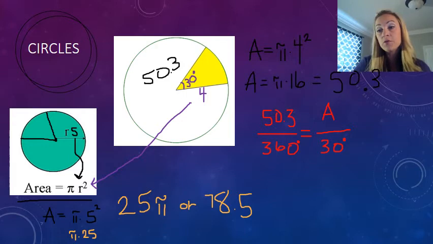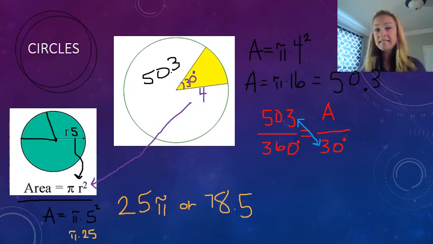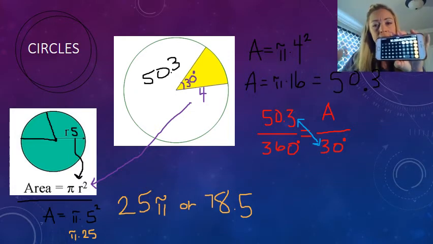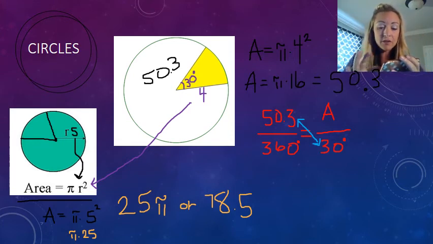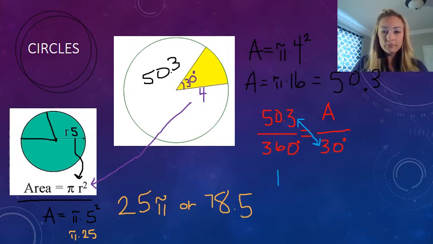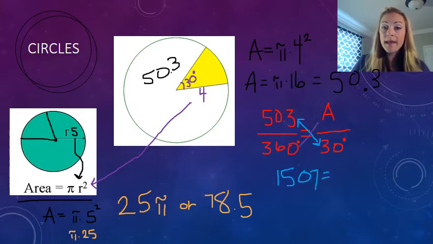And then from here, hopefully you remember how to solve a proportion. You cross multiply. Some of you have heard the butterfly method. You multiply diagonally. So you would do this times this. 50.3, I still have it on my calculator. I'm going to multiply that times 30, and I get 1,507. So 1507 equals, but remember, you also have to multiply this way, 360 times the area of that portion.